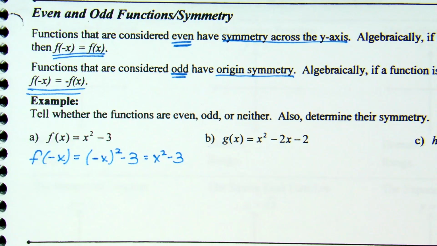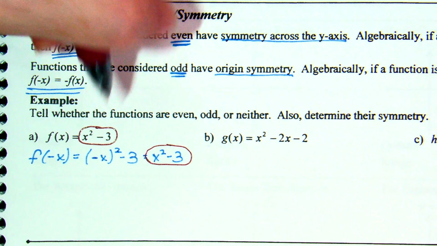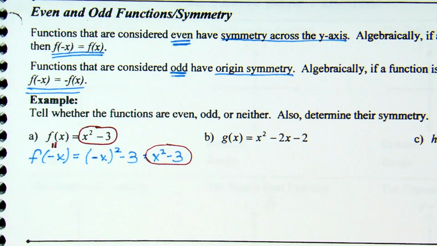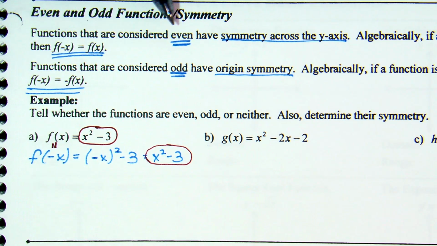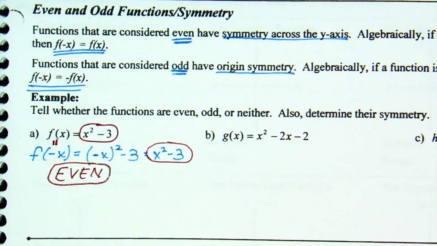What do you know about that function and what it just equaled? X squared, it just equaled x squared minus 3, and what was the original? X squared minus 3. So what just happened? F of x is equal to f of negative x. What does that tell me in terms of symmetry? Or in terms of even and odd? Okay. If f of x, the original, equals the same when you plug in the negative, it's going to have some symmetry across the y-axis, and it's going to be even. So right there, without any other work, I know that this is an even function.